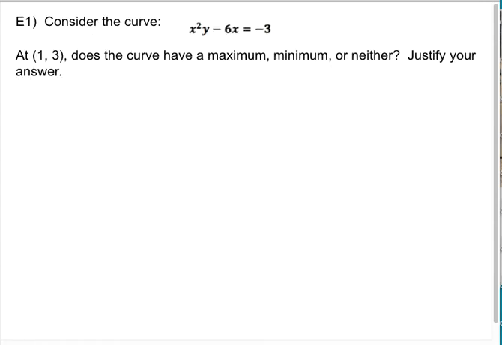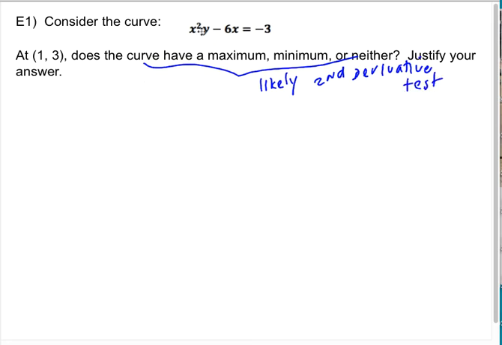All right, so consider the curve x squared y minus 6x equals negative 3. At (1, 3), does the curve have a maximum, minimum, or neither? Justify your answer. The easiest way to determine this is to first start by finding the first derivative, right? It is very likely that I'm being asked to do the second derivative test, because again, if something's an implicit relation, it's very hard to make a sign chart. So I'm going to go ahead and differentiate, right?